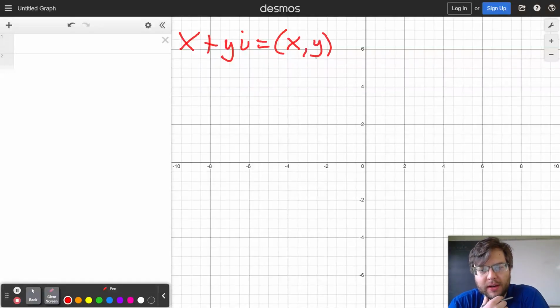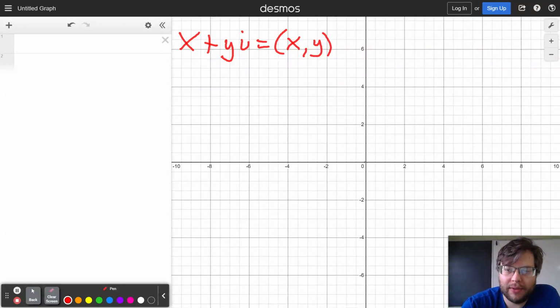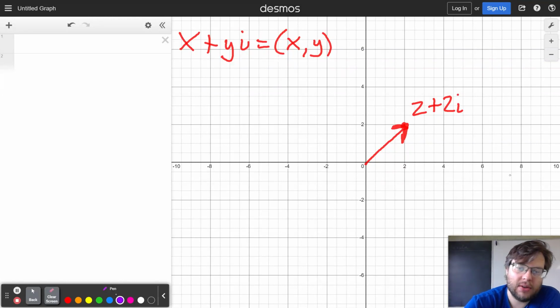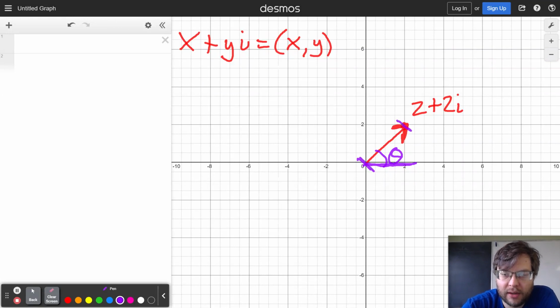Now, what I want you to think about is: is there another way that we can represent these numbers? For example, if I have a point like this one right here, I'm going to think of it as the endpoint of a vector. We just finished up talking about vectors. This is the point 2 plus 2i. But another way that I can come up with a representation of a vector is based on the angle that that vector makes with the x-axis and with the length of that vector.